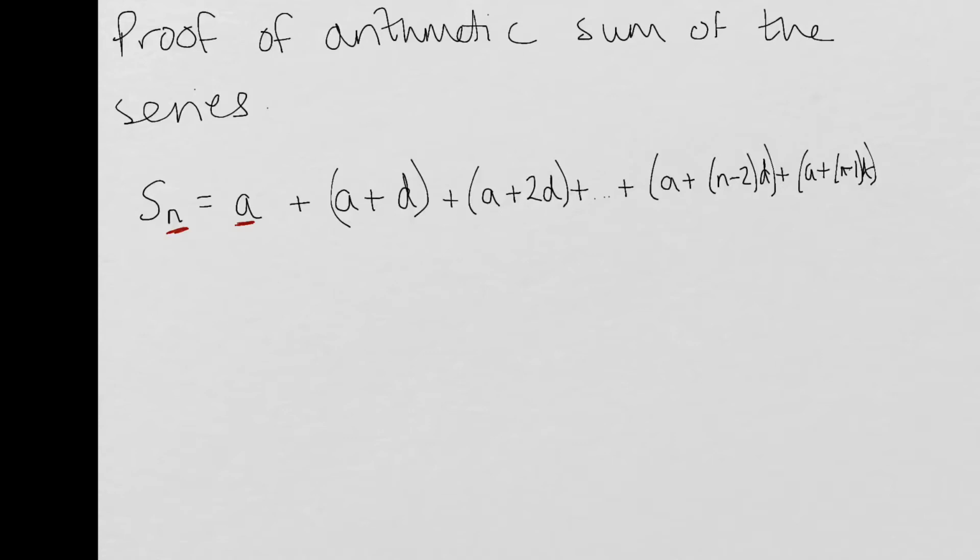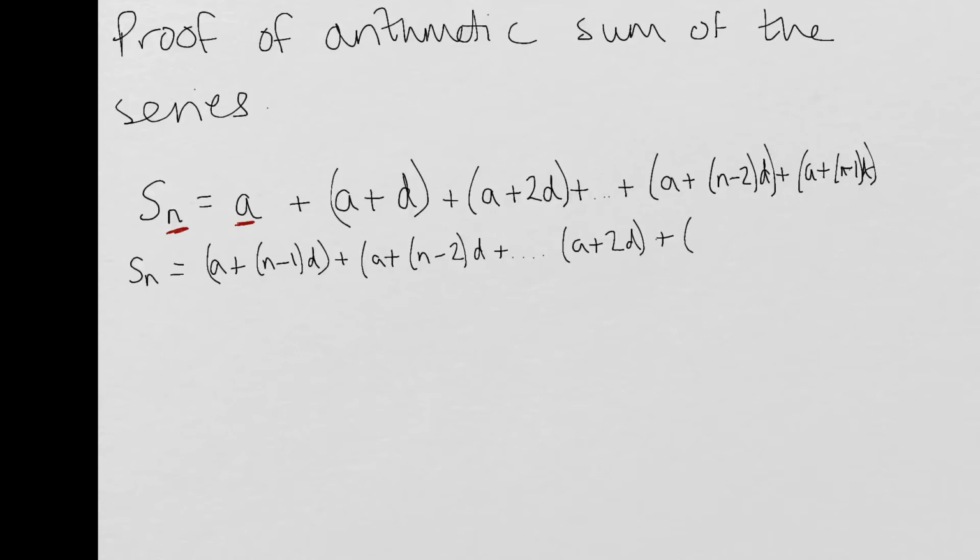The second line, okay, I'm going to write that in reverse. So I'm going to start off with a plus n minus 1 differences, okay, and then the second to last term would be n minus 2 differences, and keep going. We'd have a plus the 2 differences, a plus 1 difference, and finally a.